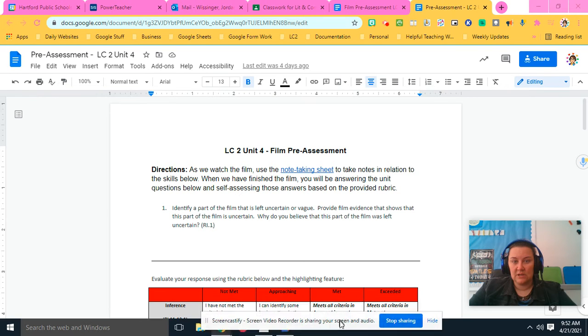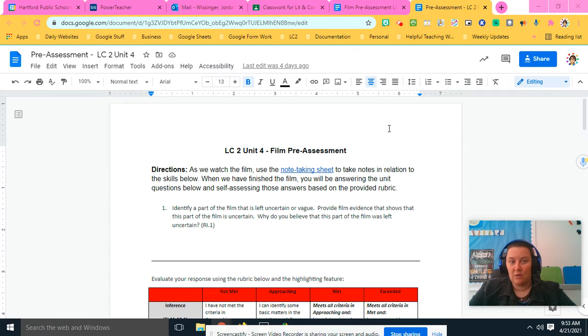Hi there, guys. I wanted to just explain the pre-assessment and how we're going to use it. So here are the directions right here. As we watched the film, you were using the note-taking sheet to take notes in relation to the skills below. Now that we've finished the film, you're going to take what you did on the note-taking sheet and answer the unit questions below and assess yourself using the rubric.